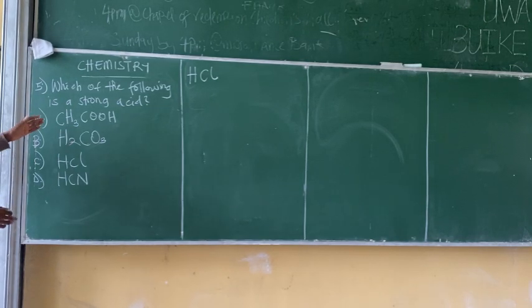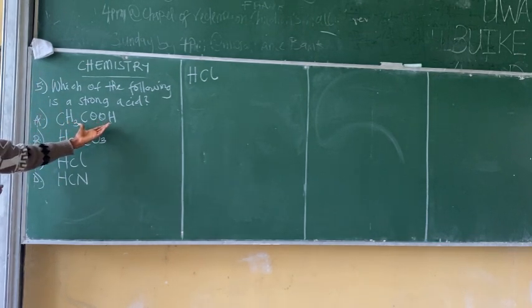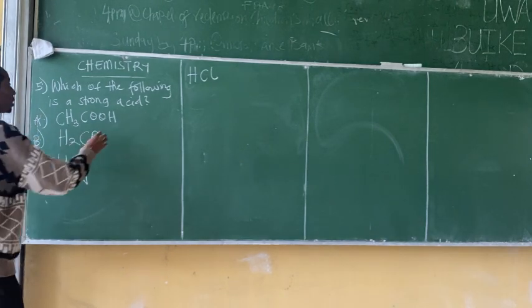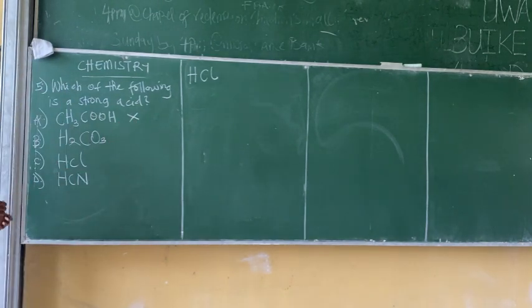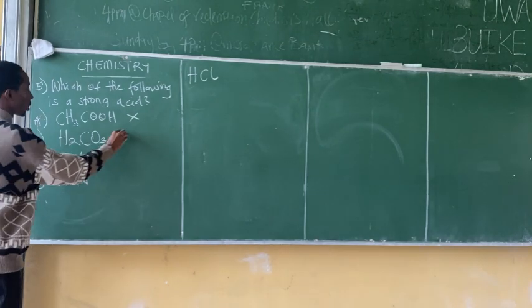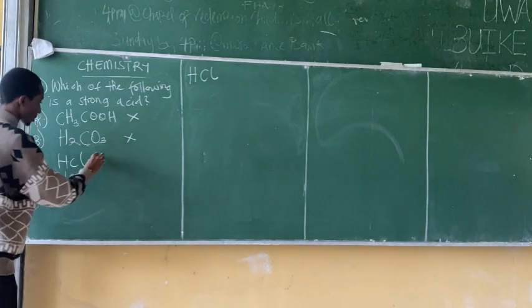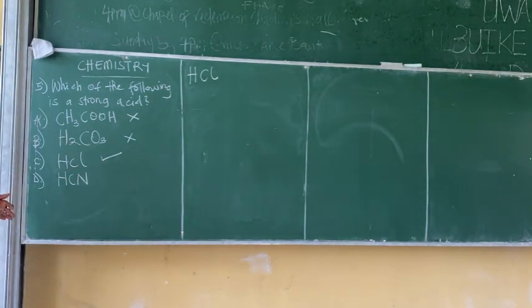Question 5 says, which of the following is a strong acid? Option A here says acetic acid. Option B says carbonic acid. Option C, we have the hydrochloric acid. And option D, we have the hydrocyanic acid. Now, option A is wrong because it's a weak acid. Option B, the carbonic acid, is wrong because it's also a weak acid. The hydrochloric acid is correct. Reason being that it's a strong acid, and strong acid dissociates completely in water.